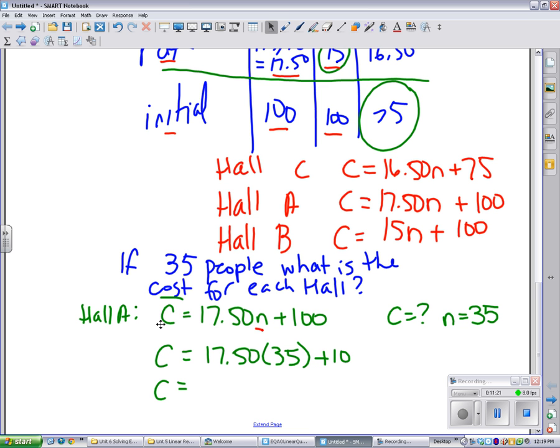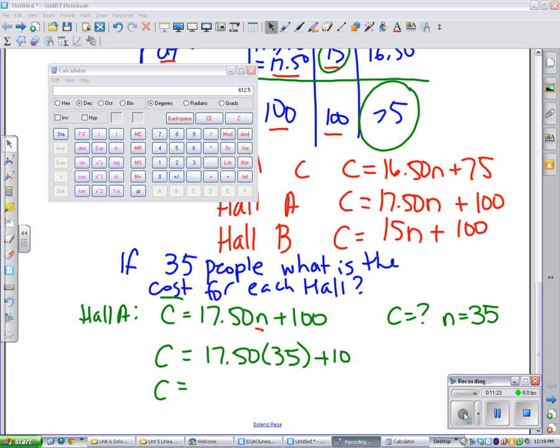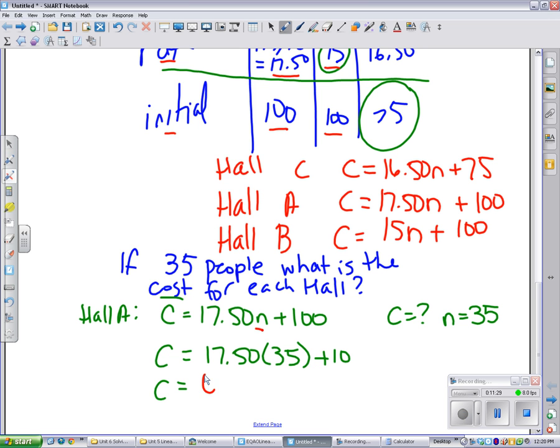I'll need my calculator. So calculating 17.50 times 35 gave me 612.50. Plus I need $100. So the cost will in fact be $712.50. So I could work out the cost for each of the other halls using equation C and using equation D as well.